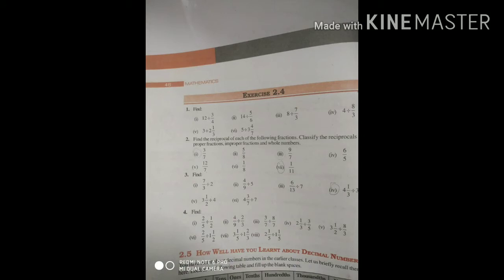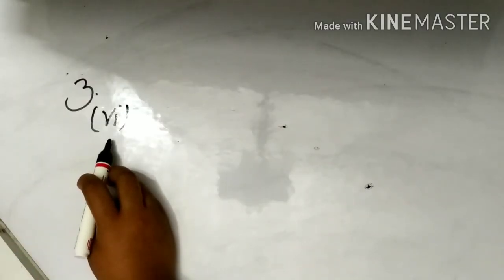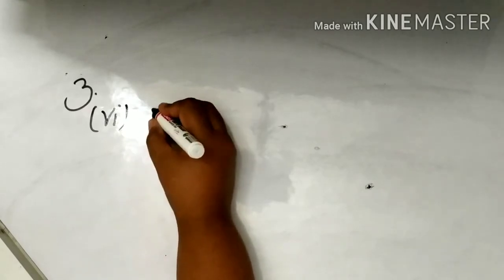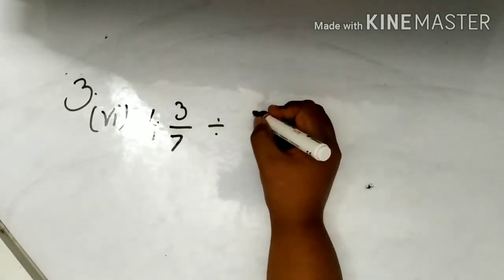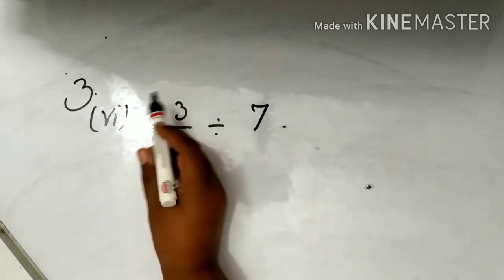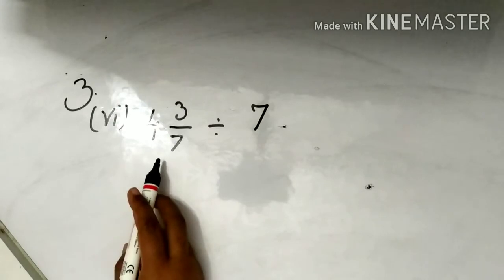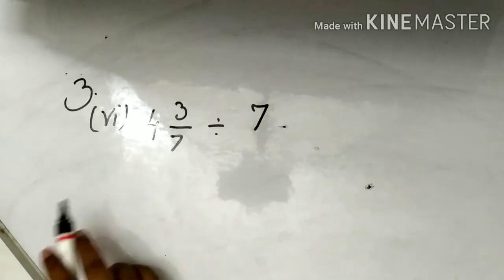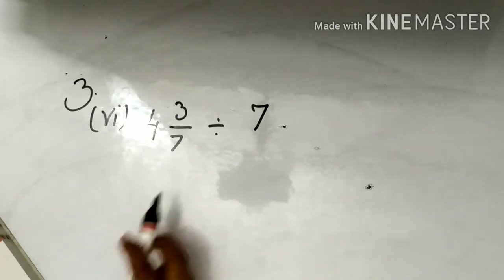Now the third part also is simple fractional divisions with a whole number. Let's do it. This third question, sixth part. So the question goes like 4, 3 by 7 divided by 7. So here we have a mixed fraction divided by a whole number. So firstly always convert the mixed fraction into improper fraction. Okay, so how to do?